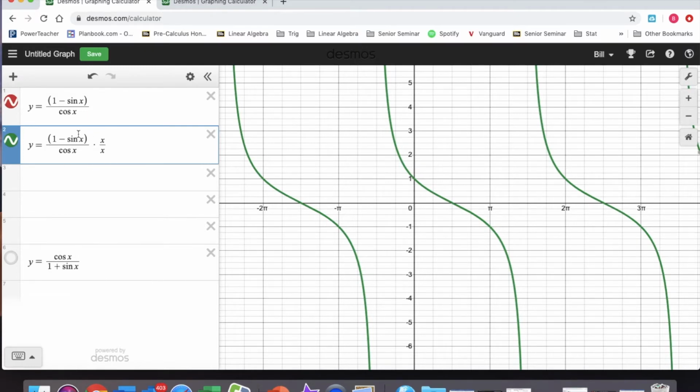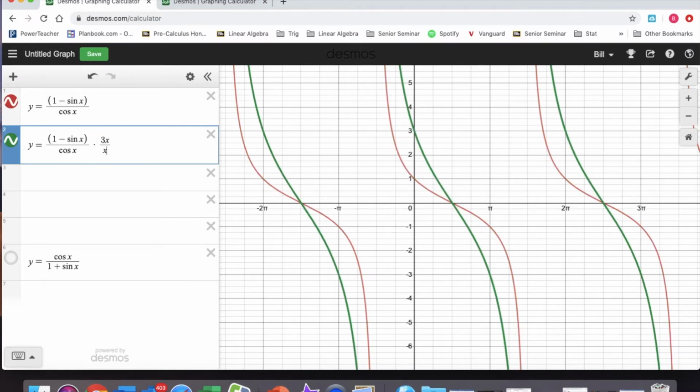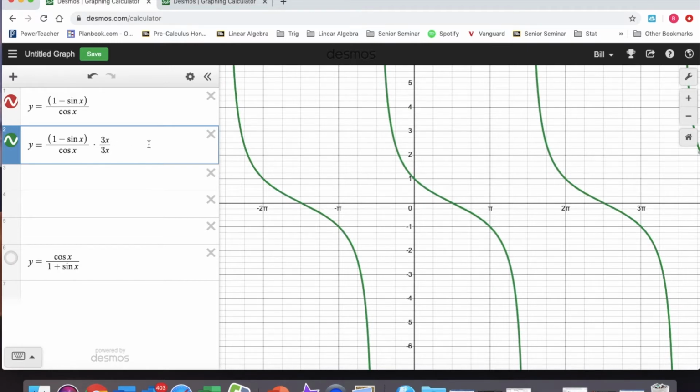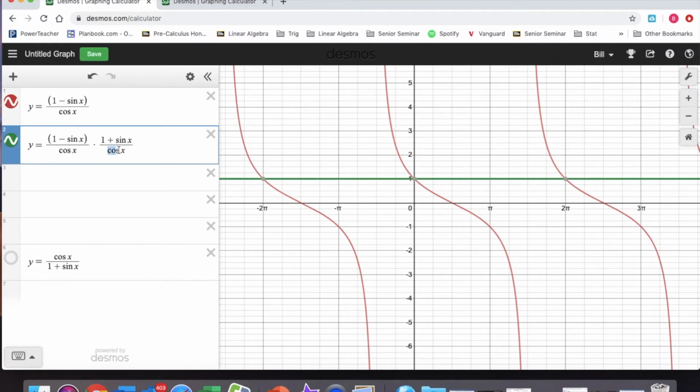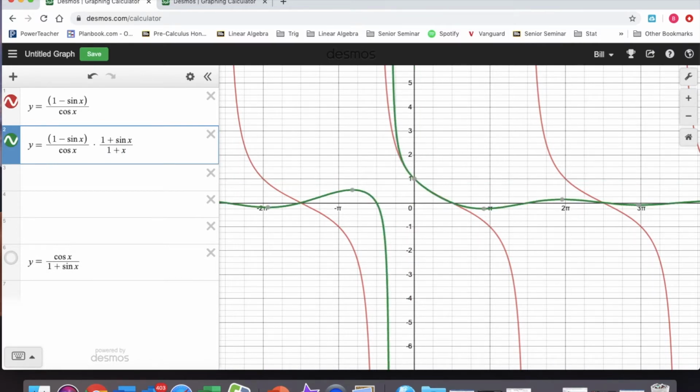But if I were to multiply it by x over x, now the expression's starting to look a little different. 3x over 3x. And while the expression's looking different, you notice that the graph is still looking exactly the same. I could also maybe multiply by cosine x over cosine x, and that'll change the way the expression looks, but keep the graph looking exactly the same. What's a good 1 to multiply by? In this case, a good 1 to multiply by might be (1 plus sine of x) divided by (1 plus sine of x). And at first, that might seem like an odd choice. 1 plus sine over 1 plus sine.